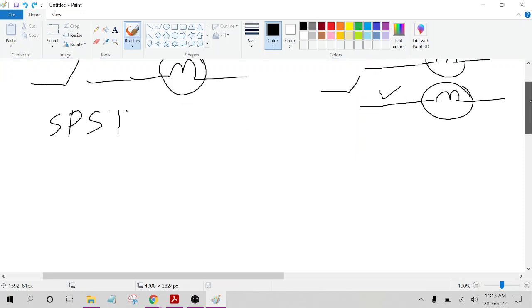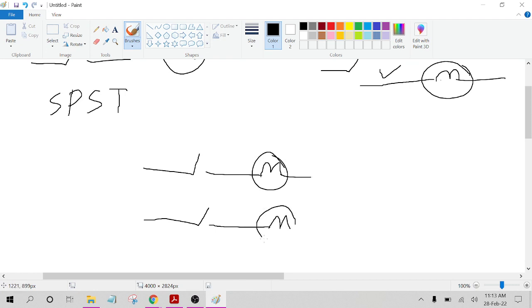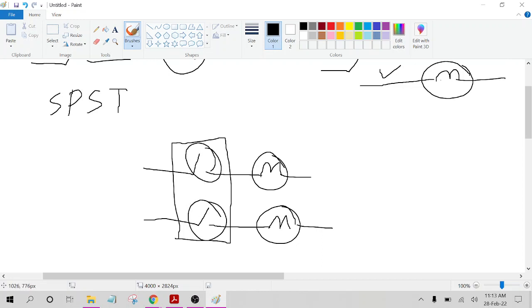Now the remaining two types of switches, double pole, right? Let's understand what pole means. This is one line and this is one line. Now observe this symbol. It actually looks like two SPST in parallel, right? This is one SPST and this is one SPST. However, both these switches are packaged in a single box. So we can either turn on both these at a time or turn off both these at a time.